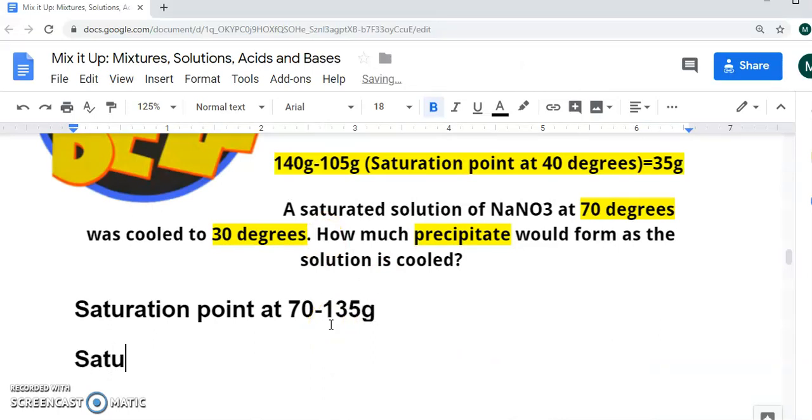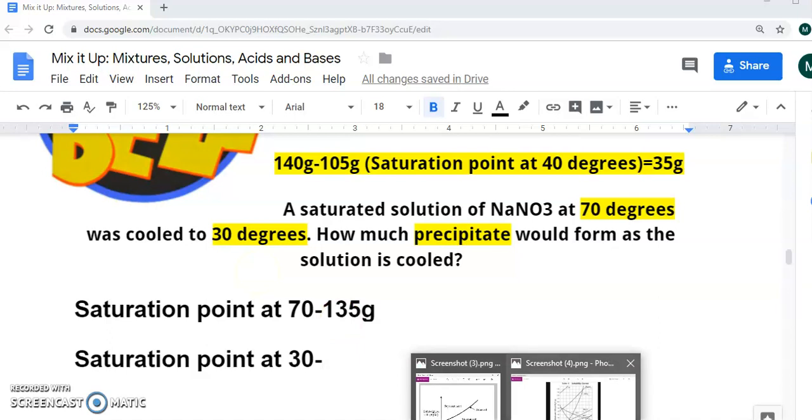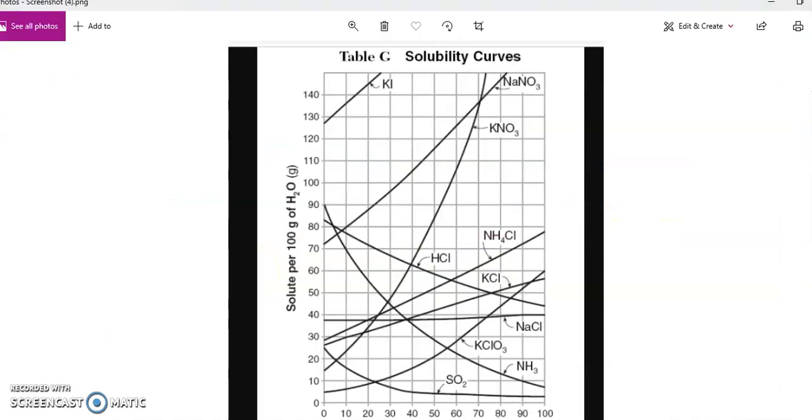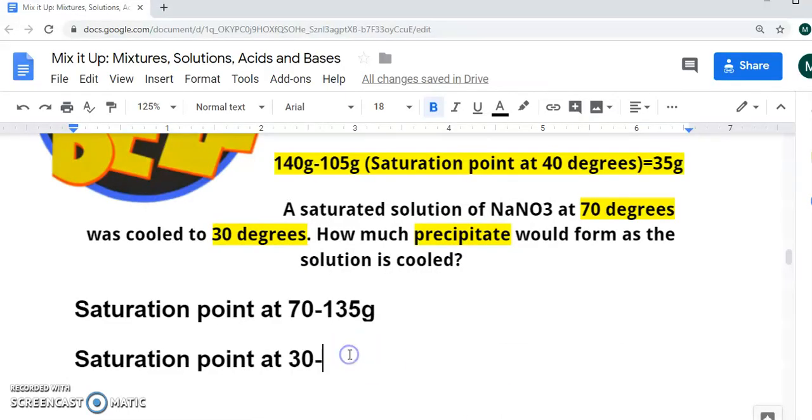Now I need to find the saturation point at 30 because we're wanting to know the difference between these when they are cooled. So going back to Table G again, using the same technique, I'm going to go over to 30 and I'm going to go up until I hit the line. Once again, I don't care about any of the other lines, just NaNO3. And I would say it's about, say, 95, just to be on the safe side here. It probably is around 97, but we'll use easy numbers for right now. So we'll say it's approximately 95 grams.